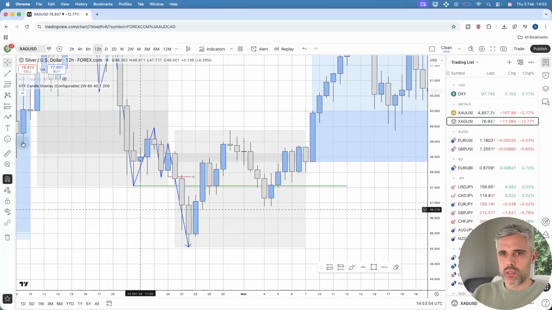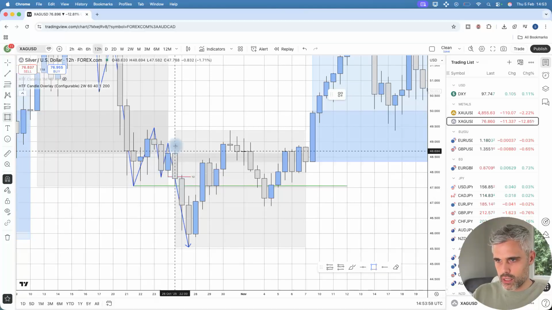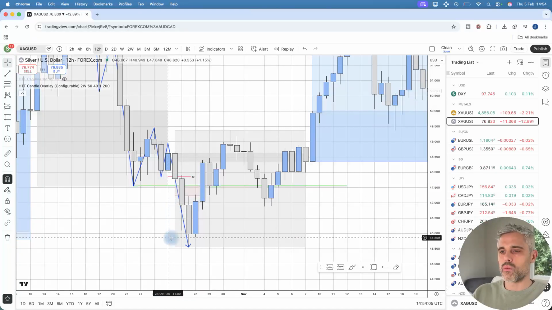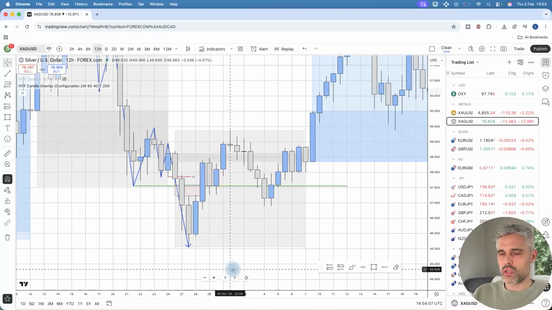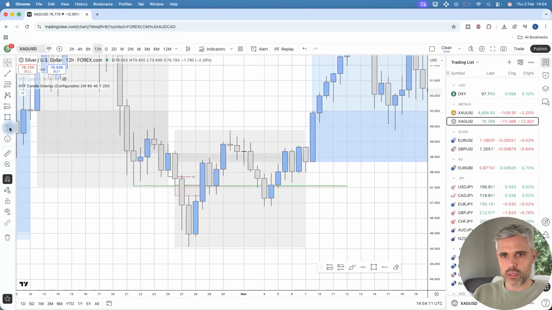Price then drops and creates an inefficiency in price. So between this candle and this candle, there is a gap right here. It's a fair value gap. So this is often what price will fill before continuing lower. But what do we see? We don't see that happening at all.